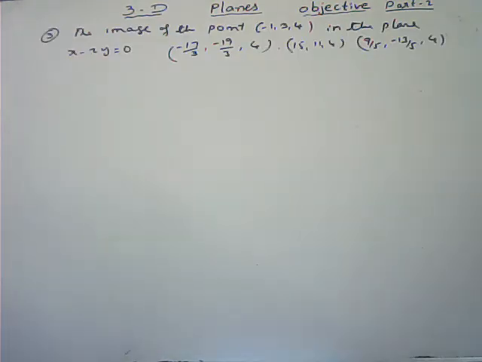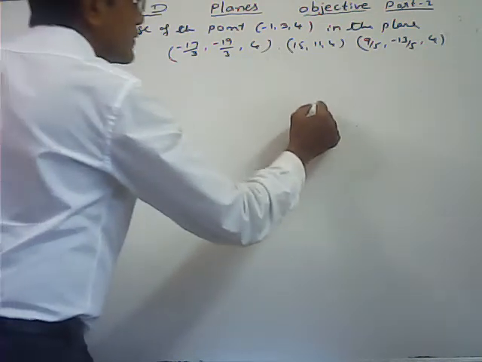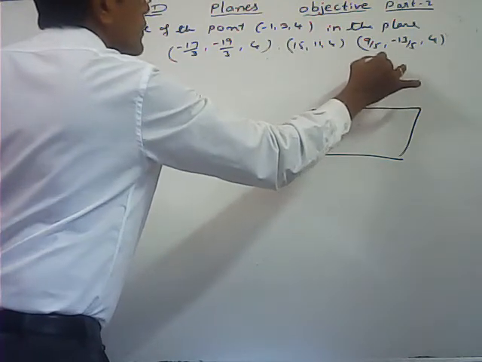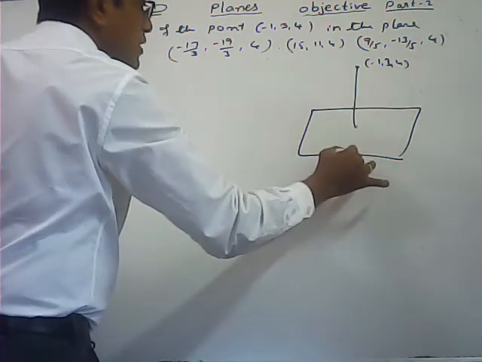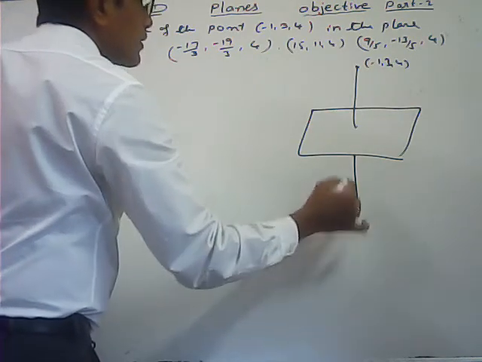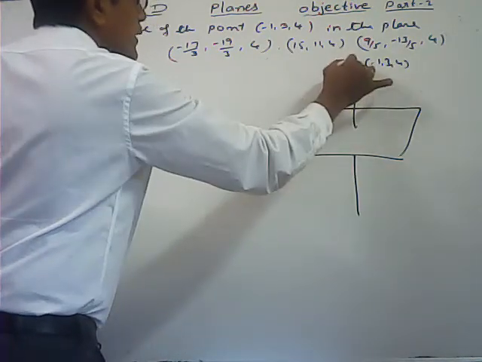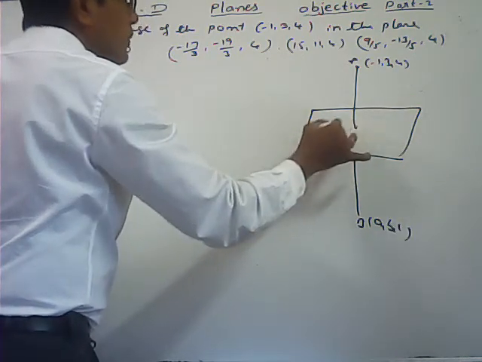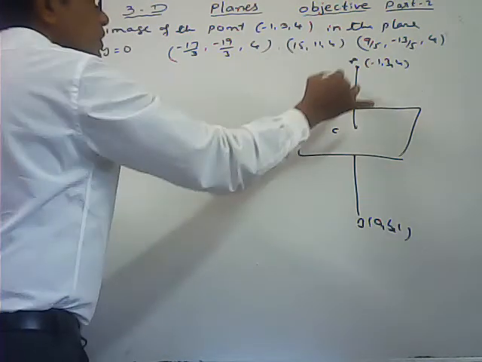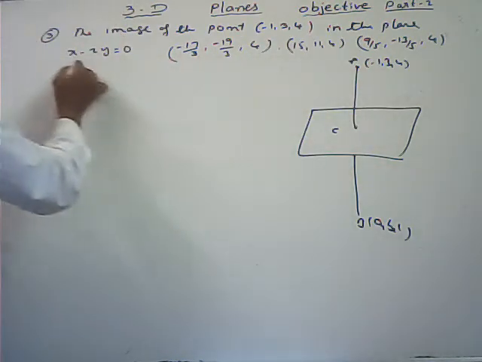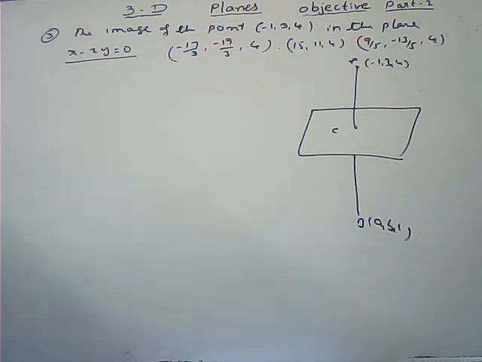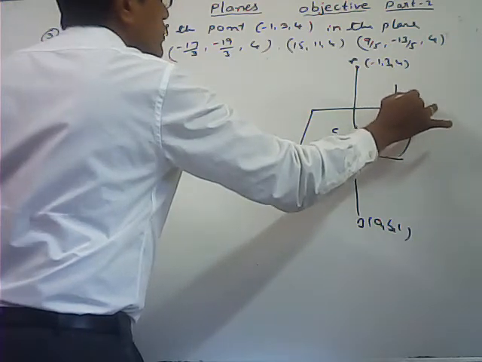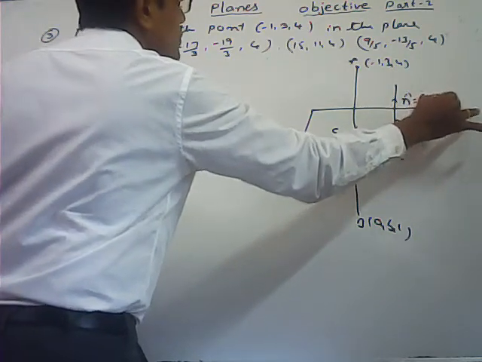The image of the point minus 1, 3, 4 with respect to that plane. This one I am taking, this is A, this is B, A, B, C I am taking. This is the foot of the perpendicular, I am taking C. Now the plane equation is given: x minus 2y plus 5 is equal to 0. What are the normal DRs of the plane? n bar is equal to 1, minus 2, 0.